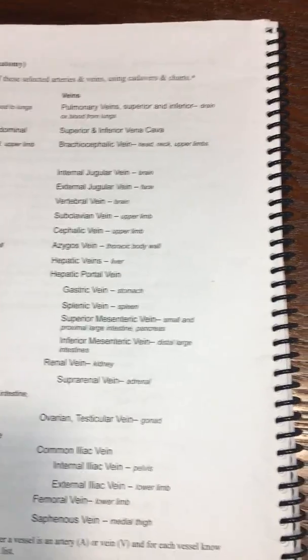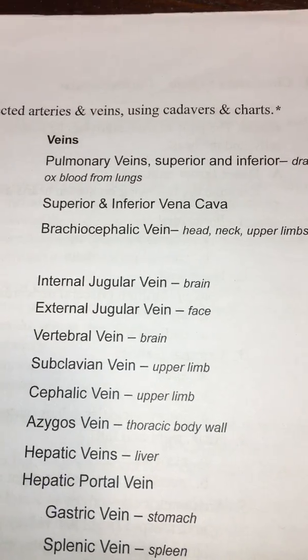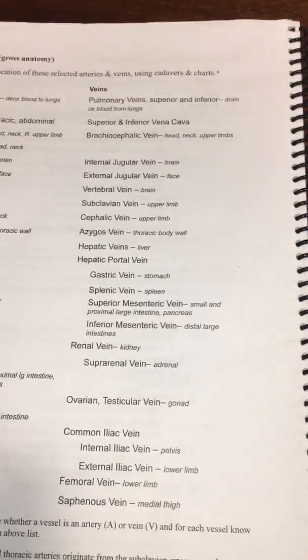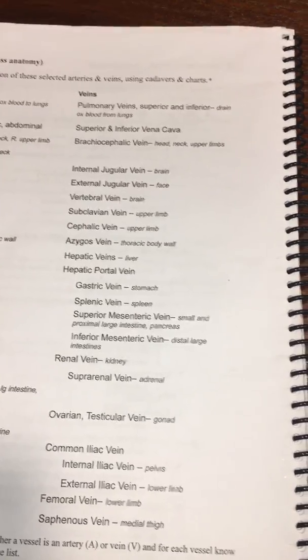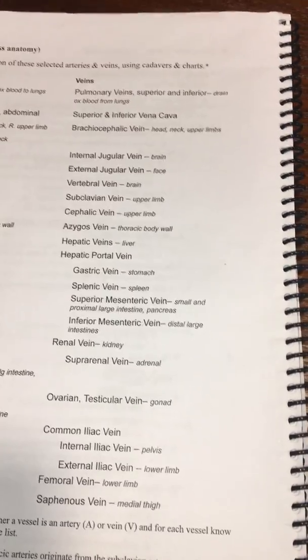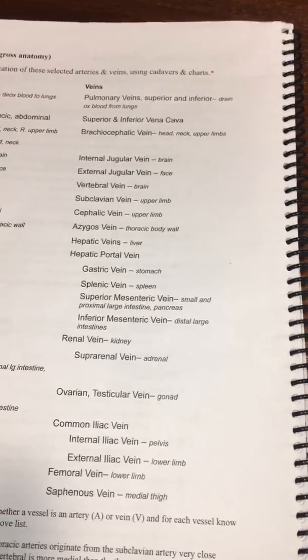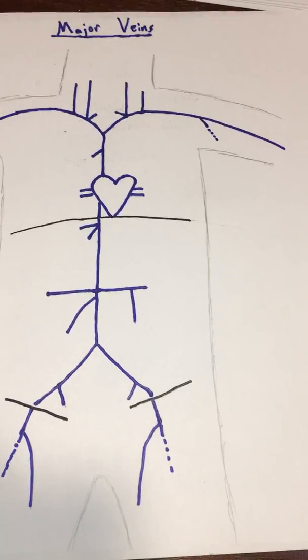Also, with these veins, you also need to know where they're draining blood from. For instance, the internal jugular vein is draining blood from the brain, so you need to keep that in mind. As you're doing this, you're also going to need to be able to trace a drop of blood through any vessel, whether it's a vein or an artery, and to know, as it's going through the vessels, the vessel branches, which vessel it's going into.